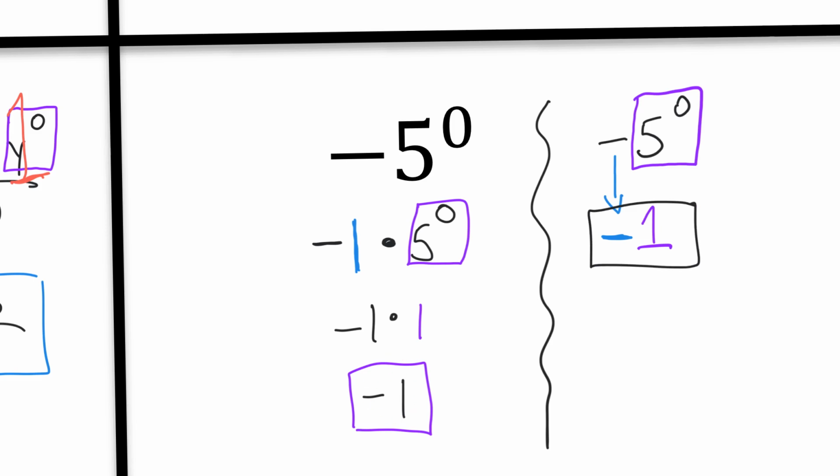Just make sure you understand if you have a negative with a number and an exponent of 0, and be careful with the parentheses because that can change your answer. If you don't have parentheses, you're going to keep the negative in front of the number with the power of 0.